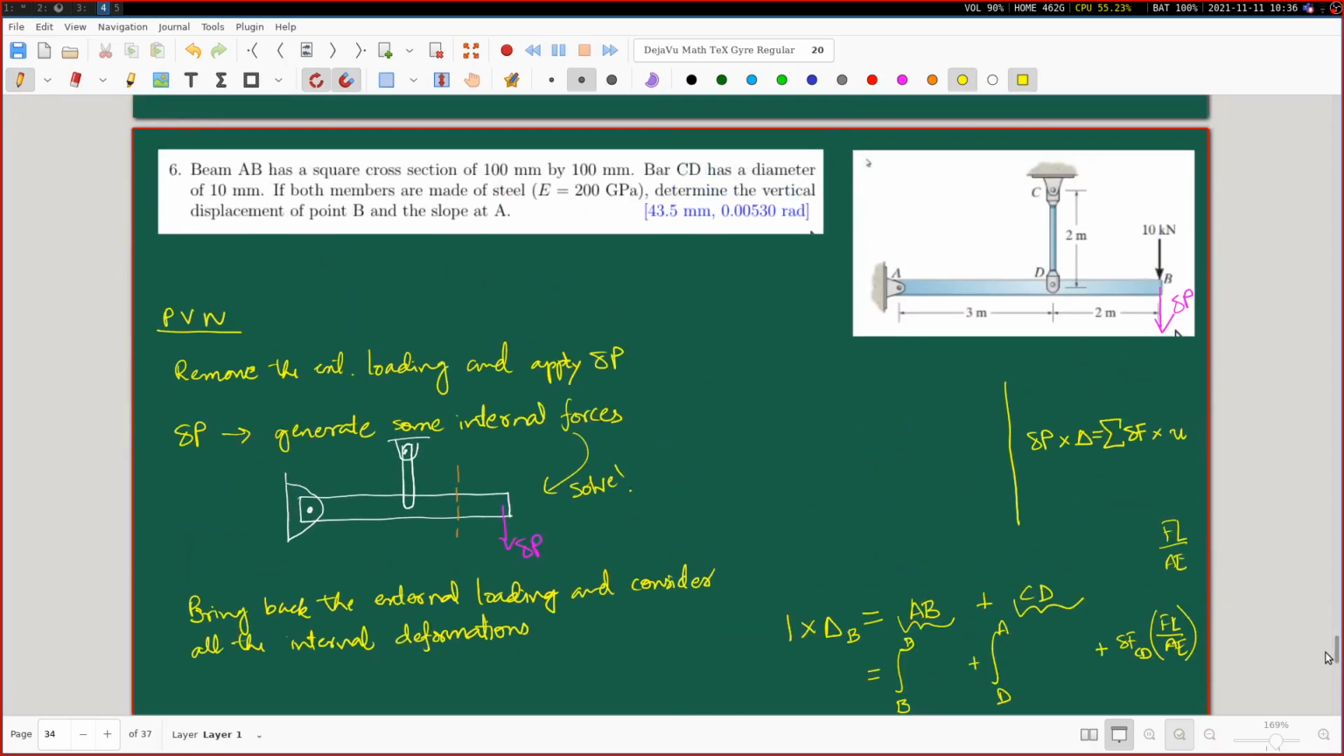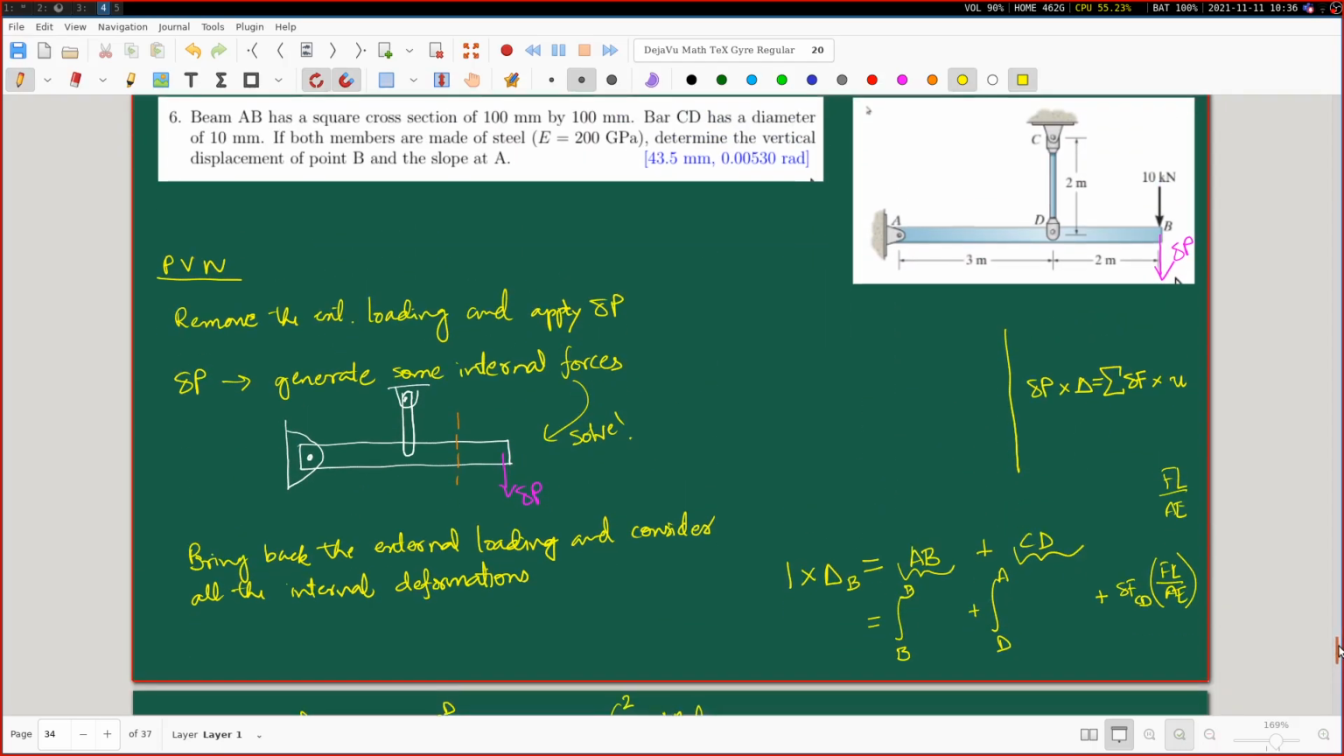Sir, towards the question. Yeah, sir, here we can find the deflection of point B with respect to D, and we can simply use the deflection of rod CD. I mean, we can add the deflection of rod CD to it.